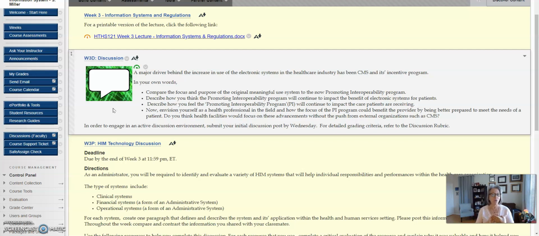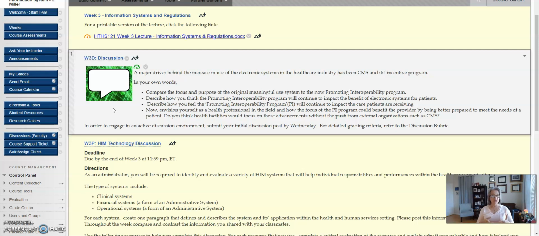And 4, now envision yourself as a health professional in the field and how the focus of the PI program could benefit the provider by being better prepared to meet the needs of a patient. Do you think health facilities would focus on these advancements without the push from external organizations such as CMS?